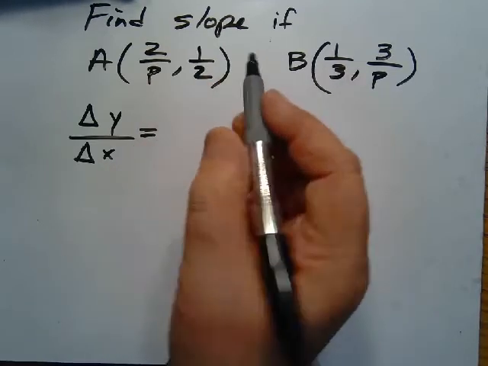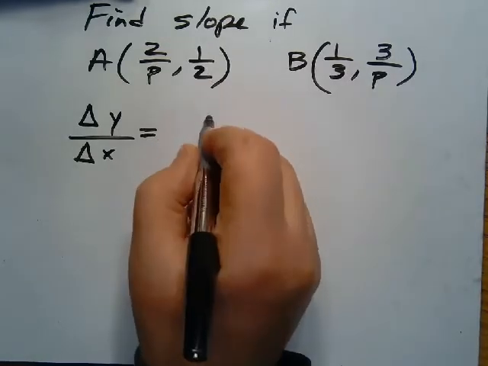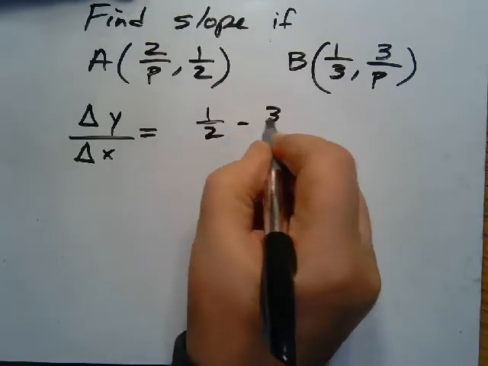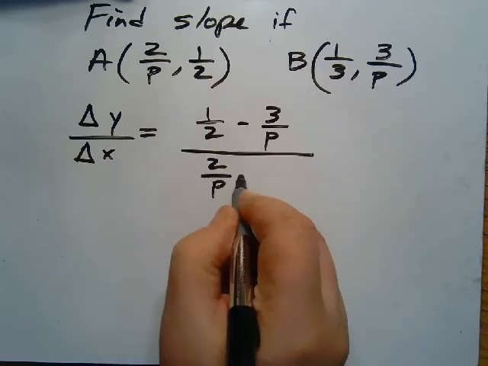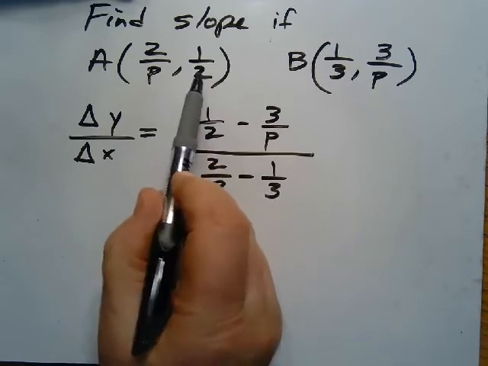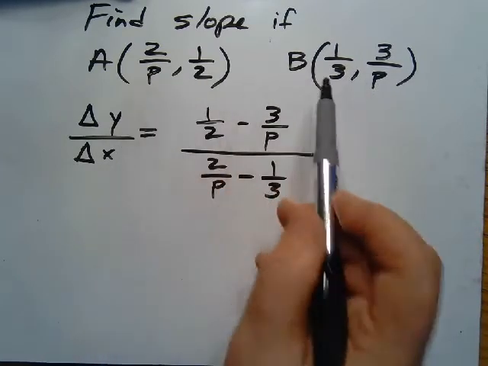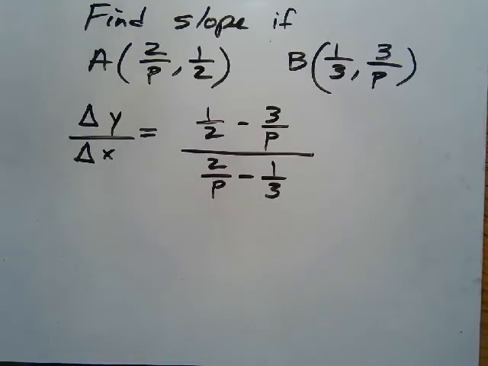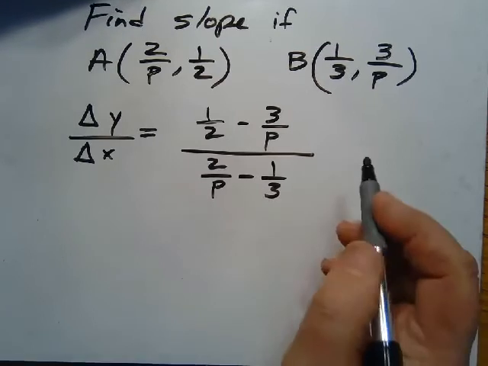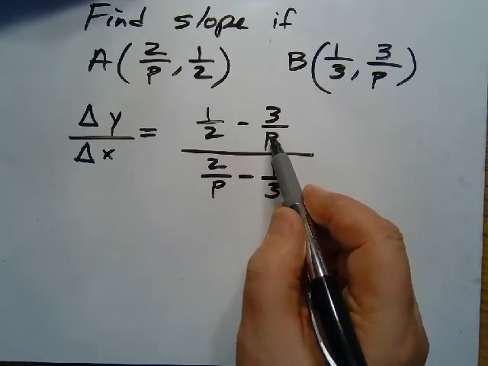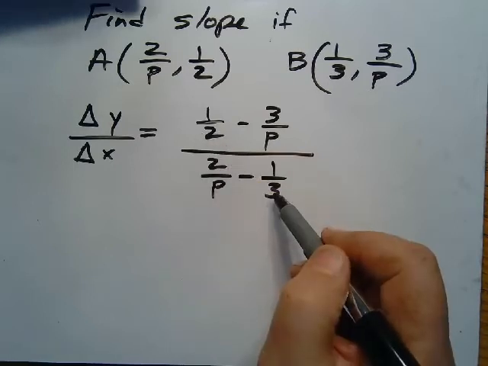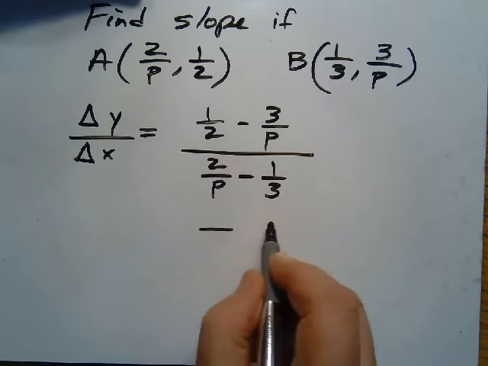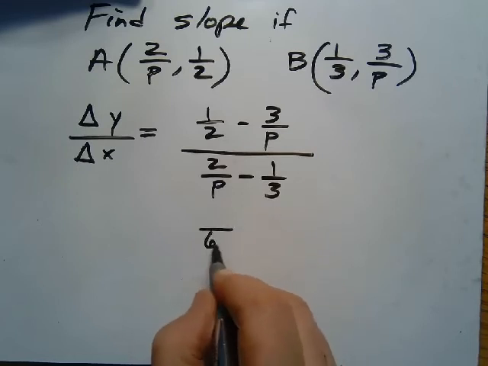So it doesn't matter the order we do these in, so I'm going to go y minus y over x minus x. Again, y minus y over x minus x. And we've created a complex fraction here. So let's do it just like we did the last one. Well, what's the common denominator got to be? Well, I see that p's got to be in the denominator, and so does 3 and 2, so 6 would have to be in the denominator. So my denominators are all going to be 6p.